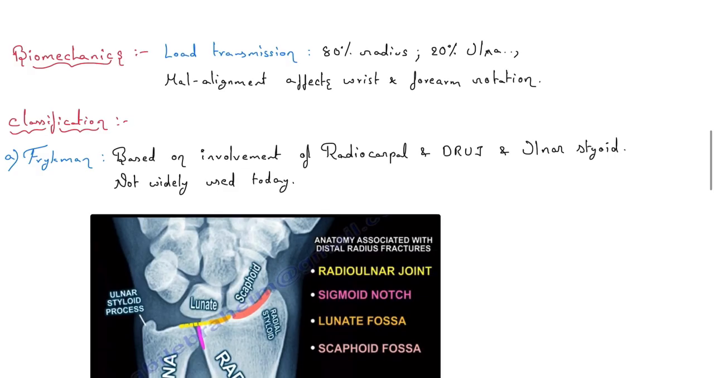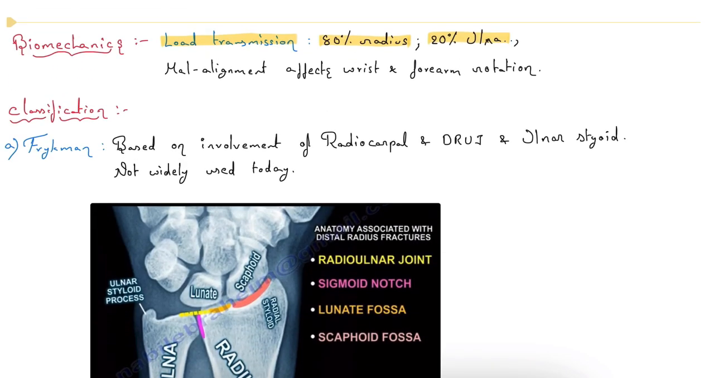Now biomechanics. In biomechanics, in load transmission, mostly 80% is taken by the radius and 20% by the ulna. Malalignment affects wrist and forearm rotation. If any person has had surgery or a fractured bone, after surgery we have to encourage wrist and forearm rotation, because mostly they will have problems with this rotation.